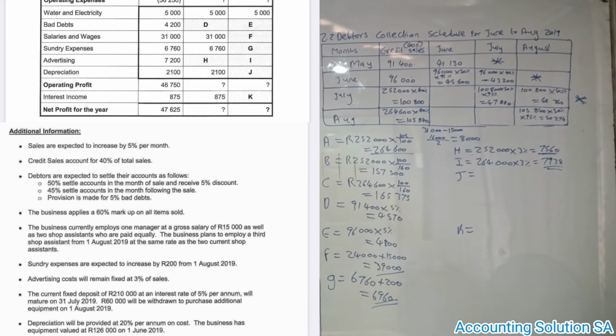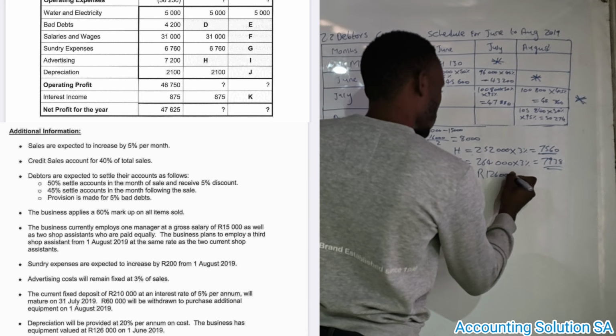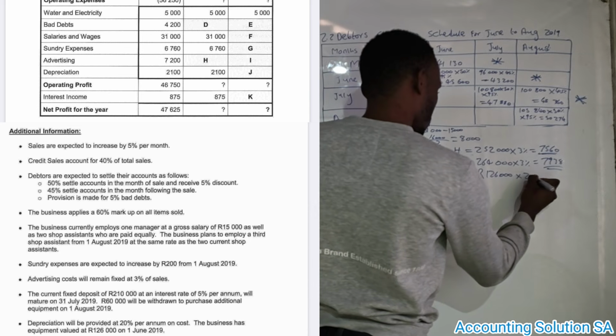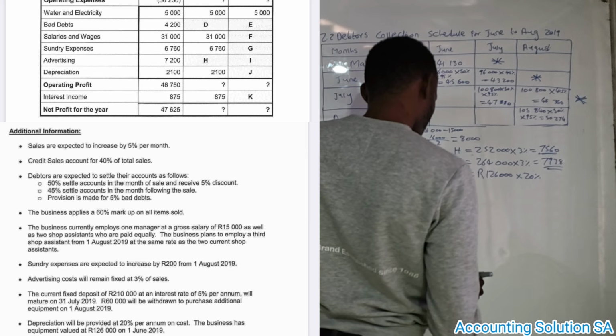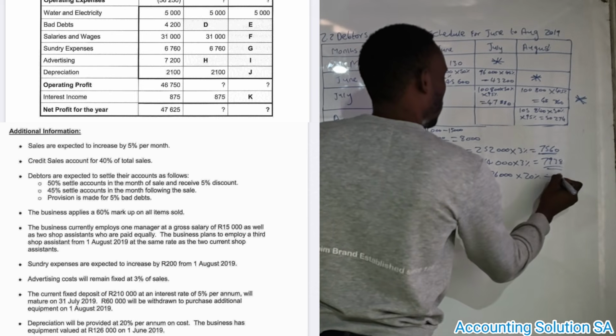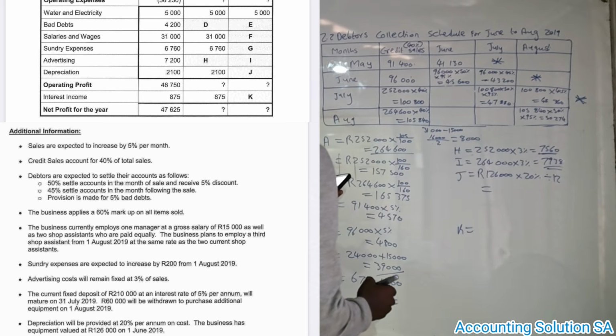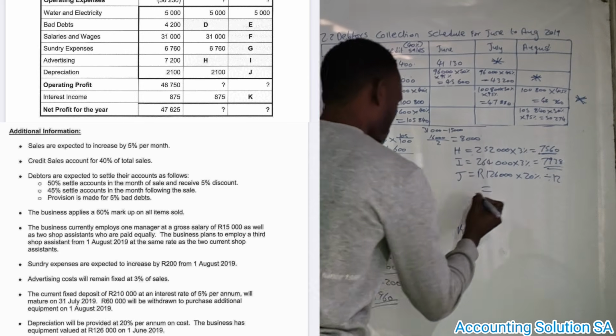Depreciation for August. They say that depreciation will be provided at 20% per annum on cost, and the business has equipment to the value of 126,000 on 1 June. So this one is the straight line method and it's very simple. 126,000 multiplied by depreciation of 20%. But remember, we have to divide by 12 because we are looking for monthly. Okay, and it's going to give us 3,100.